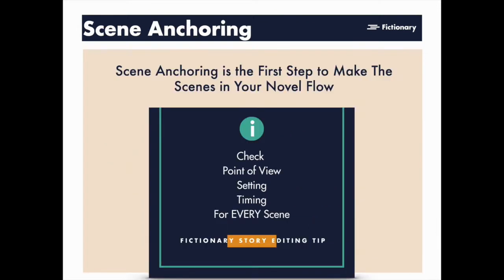So what does it mean to anchor a scene? The reader needs to know who has the point of view, where is the character, and what is the timing of the scene. So for the point of view, the reader should know who has the point of view within the first paragraph, or at least within the first few paragraphs. If not, they might find it frustrating.